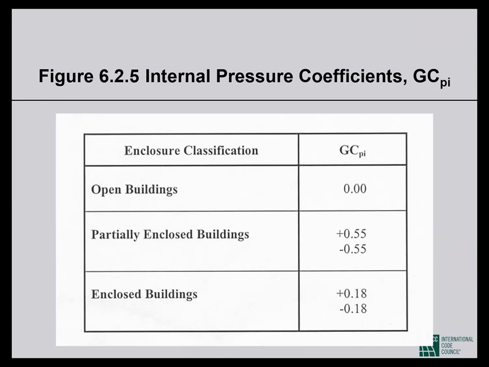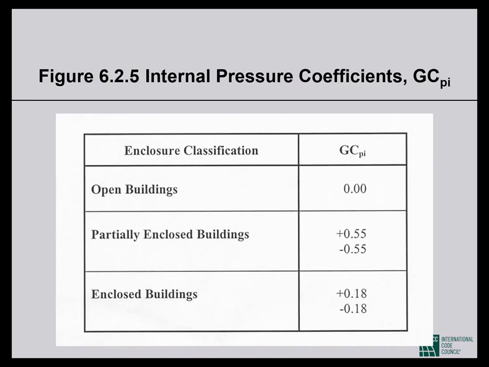Internal pressure coefficients, G times C sub Pi. Open buildings: wind simply flows through. There is no internal pressure buildup. G times C sub Pi is 0. Partially enclosed building, remember, pressure builds up. Wind gets in, cannot get out.